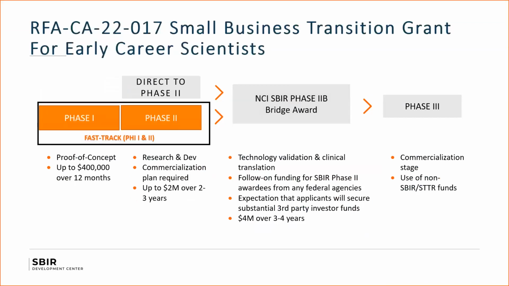There is something called a fast track, which is a combined phase 1 and phase 2, and that's how the Small Business Transition Grant is built. And so these proposals will follow the page limits of a phase 2. So these are longer applications, but they need to have a phase 1 component and a phase 2 component. And there's a few specific things about the Small Business Transition Grant that differs from a traditional fast track.